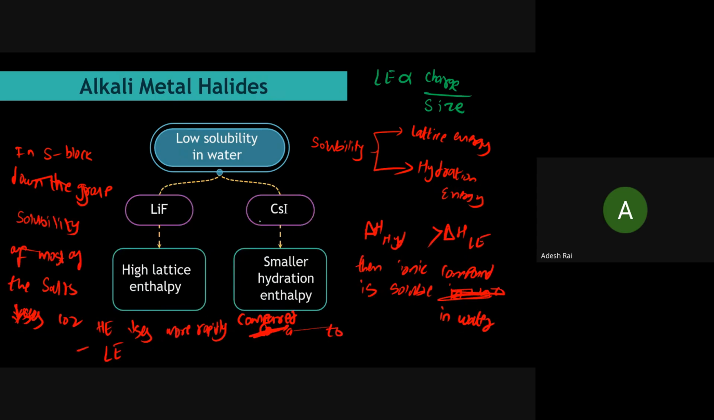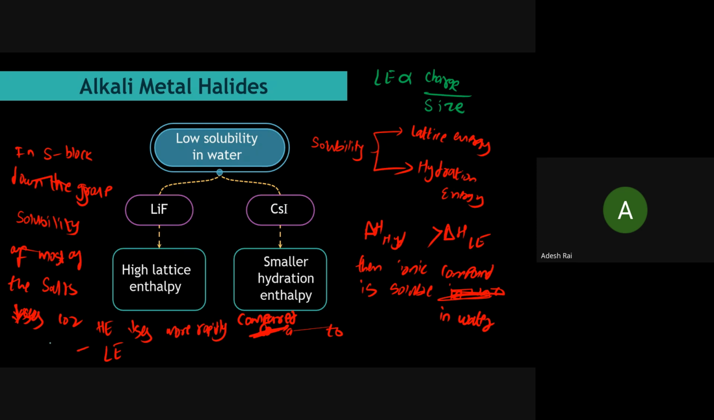Is that clear? So solubility depends on two factors: lattice energy and hydration energy. If hydration energy exceeds lattice energy, then it will be more soluble. But in these cases, lithium fluoride is the compound which has the highest lattice enthalpy, and cesium iodide is the compound which has the lowest hydration enthalpy. So these two compounds are extremes and therefore they are very low soluble or almost insoluble in water. Am I clear to everyone? And for the s-block, as we move down the group, you can see it over here. Let me use the laser.